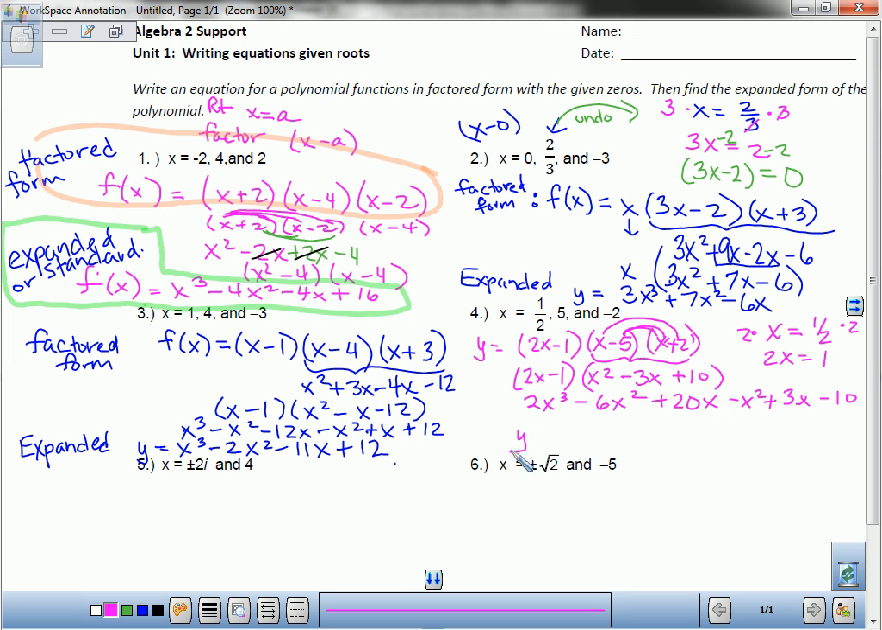And then my last step for expanded is putting it in the right order and then adding up like terms. So the cubed term is going to come first because it's the biggest. Now we put the squares together. Negative 6 and negative 1 makes negative 7. Yes?